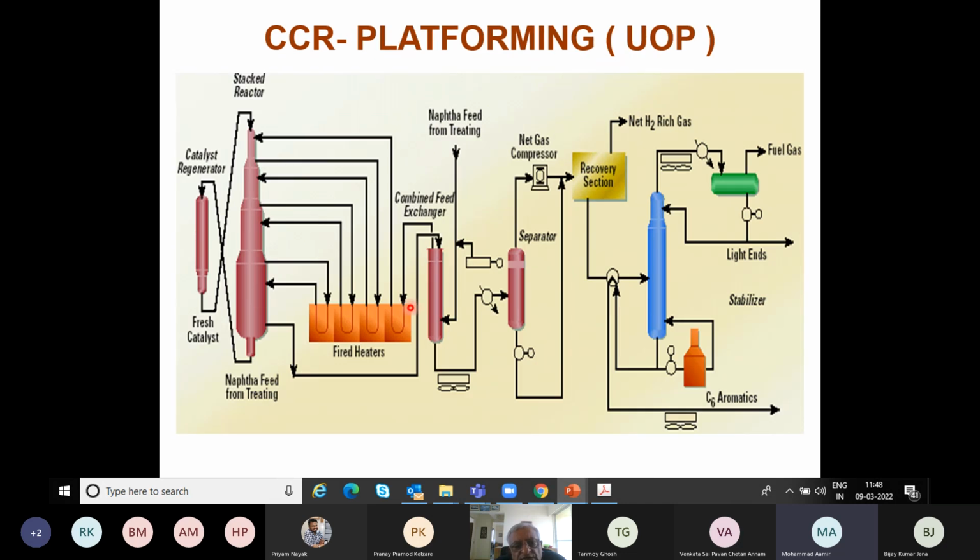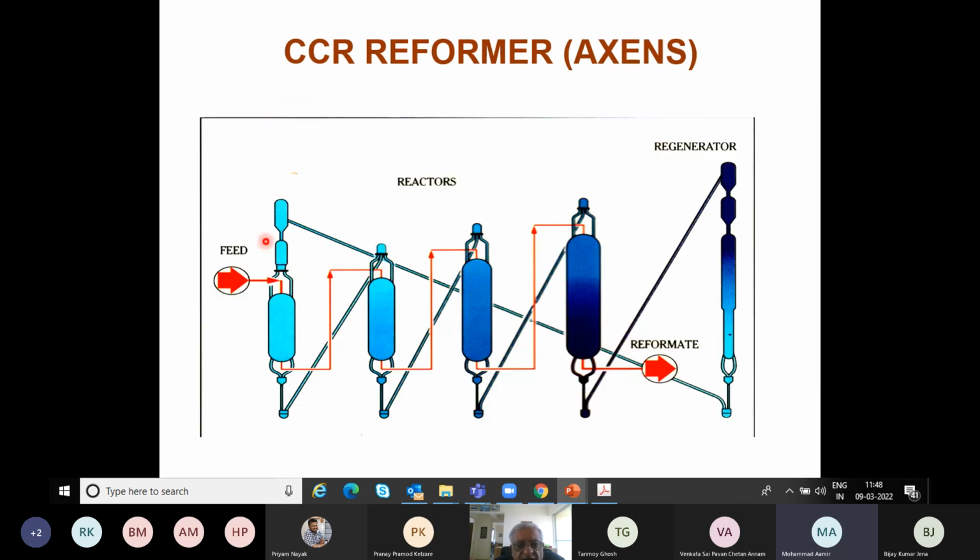Here this configuration is one on the top of each other. So all the reactors are stacked on the top of each other. This is called stacked configuration. You can see the title here, stacked configuration. While here this is side by side configuration. So you start off with the first reactor, then the second reactor, then the third reactor, and the fourth reactor, and then the regenerator. So the idea is the same.